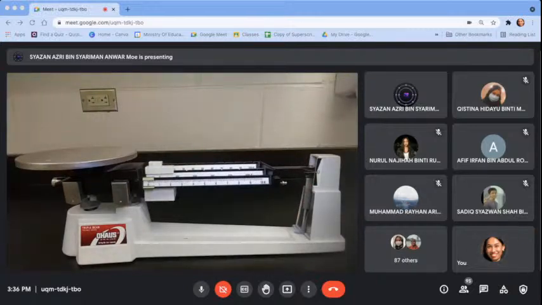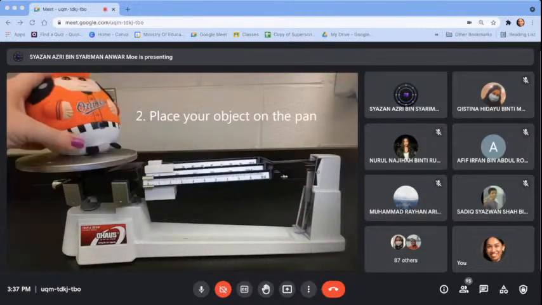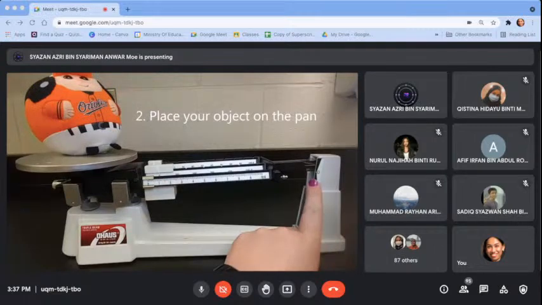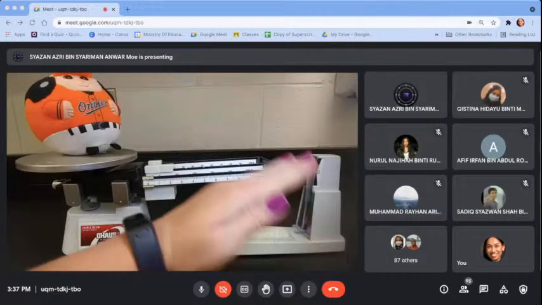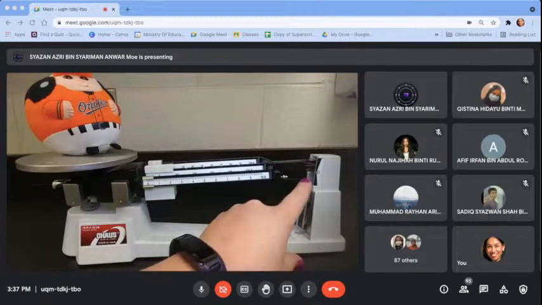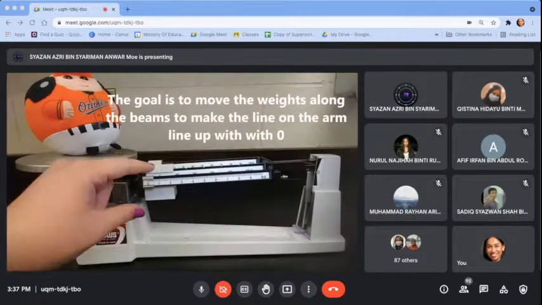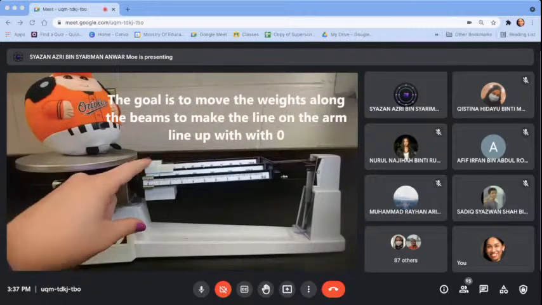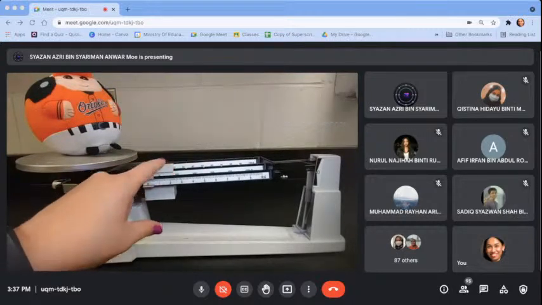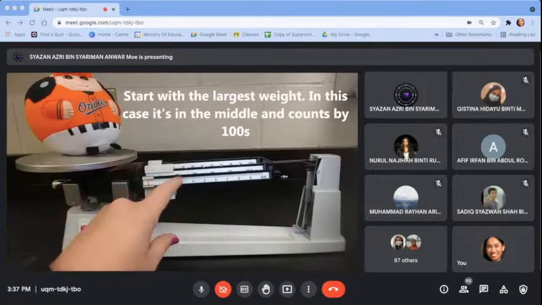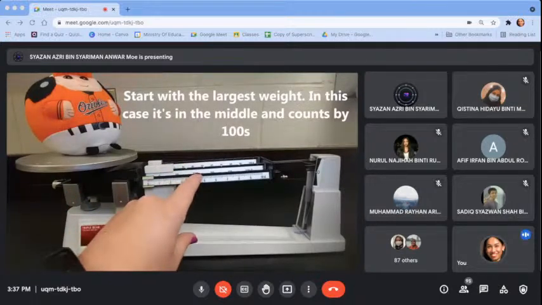When I place the Oriole bird on there, the arm jumps up. This is because there's more mass now on this end, which causes the arm to move up. So I have to get this line to move down. We do that by moving these weights on the bars. We always start with this middle bar. This is the one that measures by hundreds. You can see each notch has a different number on it. So the next notch is 100, then 200, then 300, all the way on.